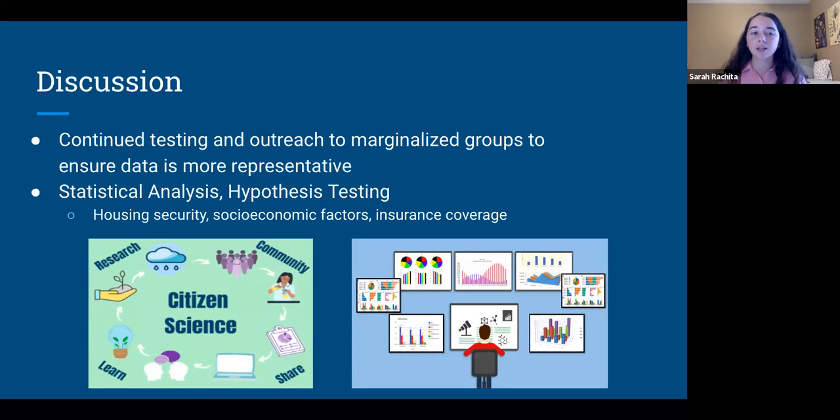And then the next thing going forward would be a little bit more statistical analysis, some hypothesis testing. I was hoping to do a little bit more with this, and hopefully maybe in the future I can continue to do that. But looking maybe at things like housing security, socioeconomic factors, insurance coverages in these communities, and seeing how these do or don't connect with one another in those areas.